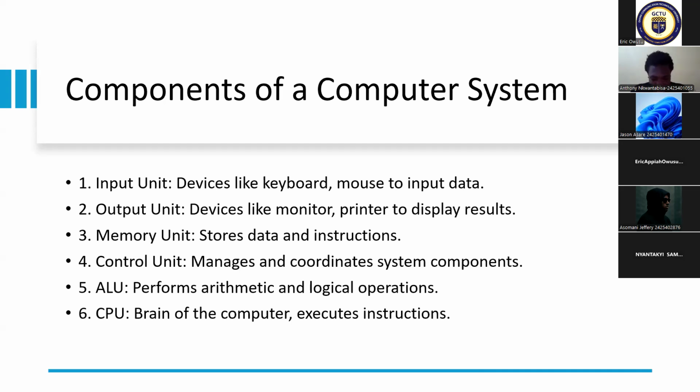Devices like keyboard or mouse send info into the system. The output unit, monitor or printer, they show results. The memory unit stores data and instructions. The control unit, they coordinate everything. So it acts like a system manager. The ALU handles the math and logic. CPU, known as the brain, it also runs instructions using the ALU and control unit. All this work together to process and respond to whatever you are doing on your device. So the next person.